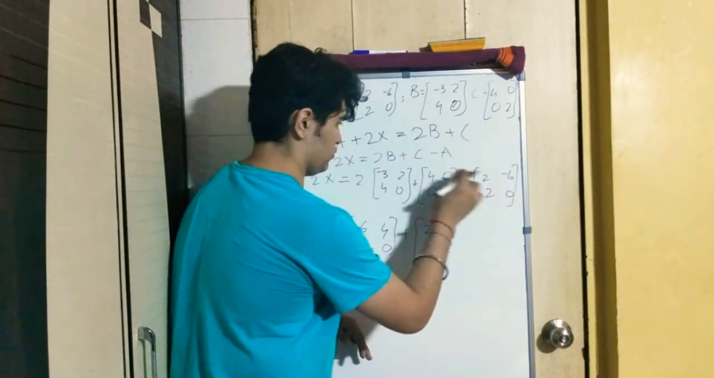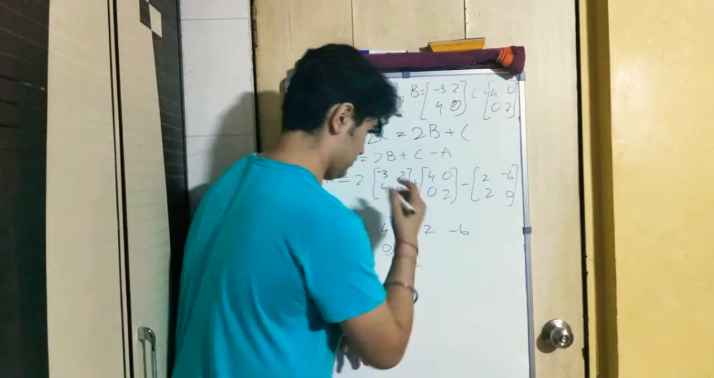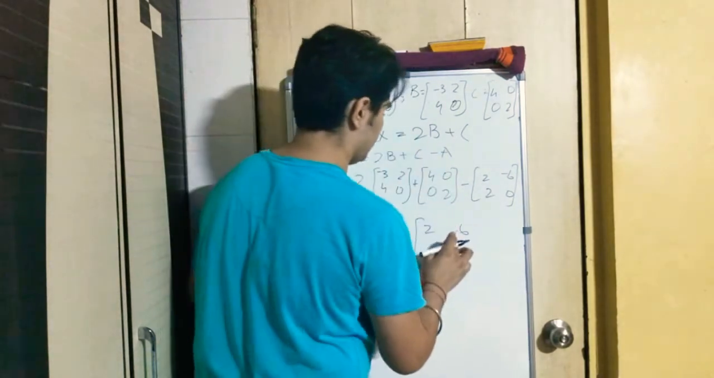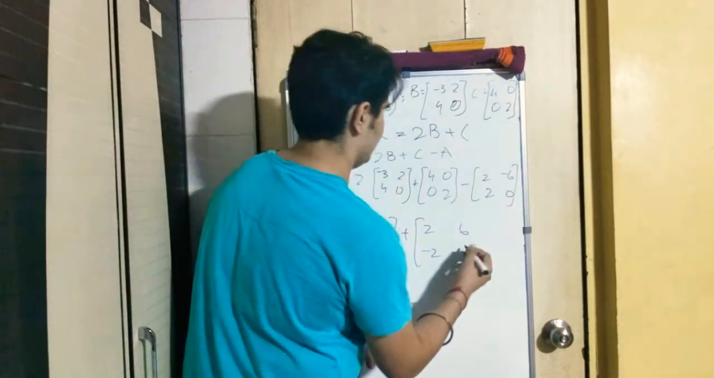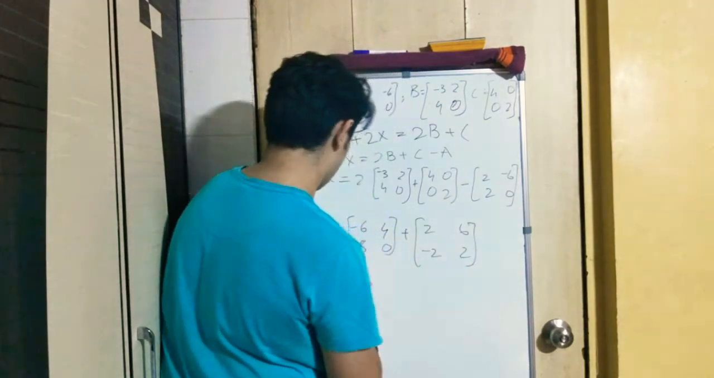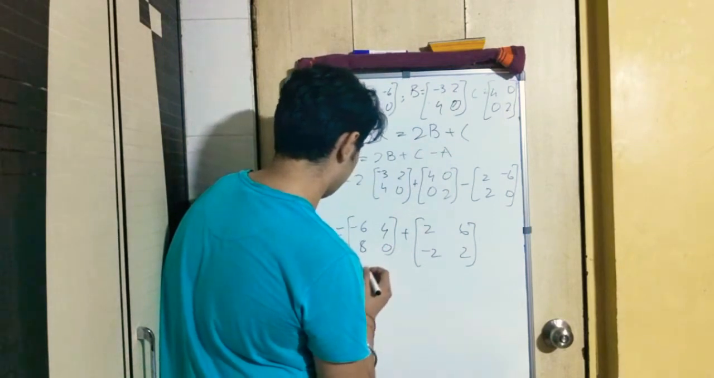So 4 minus 2 is 2. 0 into minus 6 is minus 6. 0 minus of minus 6, so it's plus 6. 0 minus 2 is minus 2. 2 minus 0 is 2. So we add the 2 matrix.